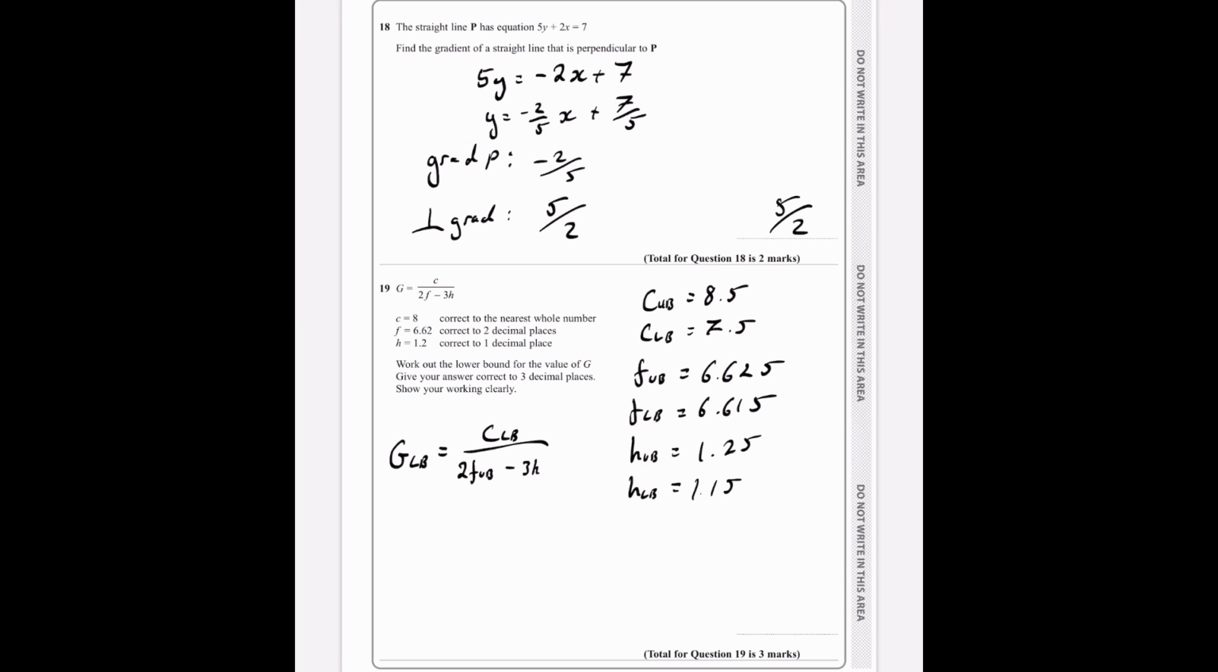So if we take the upper bound of F, it makes it larger. If we take the lower bound of H, it makes it larger, because we're subtracting the H. And then substitute in the values we have there. So 7.5/2 times 6.625 minus 3 times 1.15 comes out as 0.765.